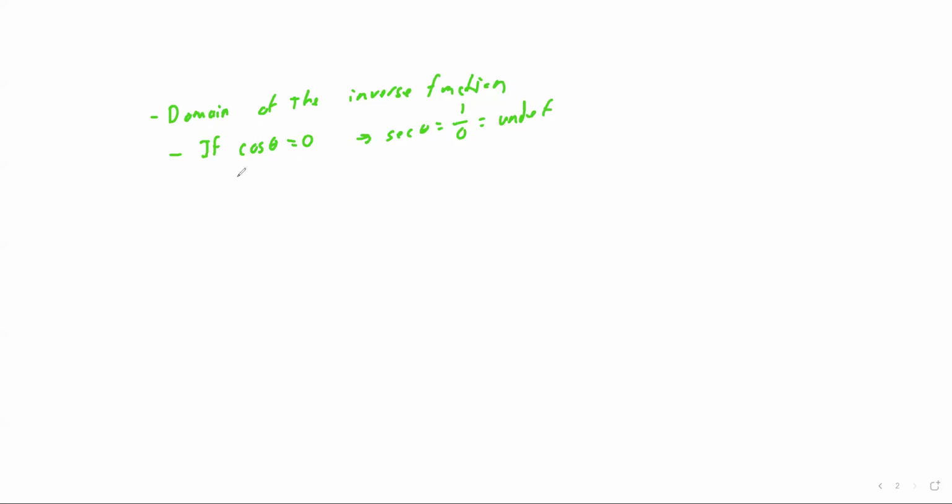Same concept. If we have sine theta equal to 0, that would mean cosecant of theta is 1 over 0, which again would be undefined. So if sine's equal to 0, cosecant doesn't have an answer. Same concept with tangent. If tangent's equal to 0, cotangent would be undefined.